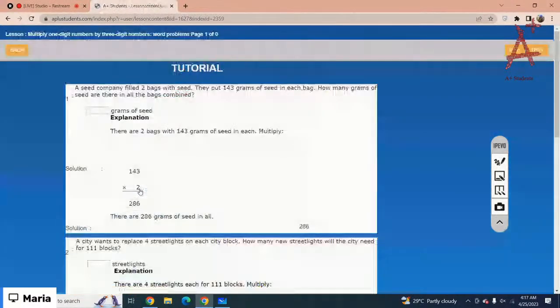A seed company filled two bags with seed. They put 143 grams of seed in each bag. How many grams of seed are there in all in the bags combined? So in one bag they put 143 grams. So basically you have to do 143 times 2.